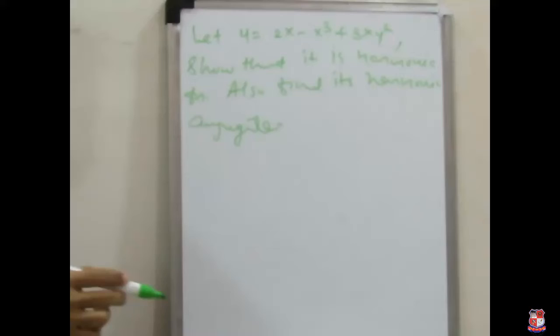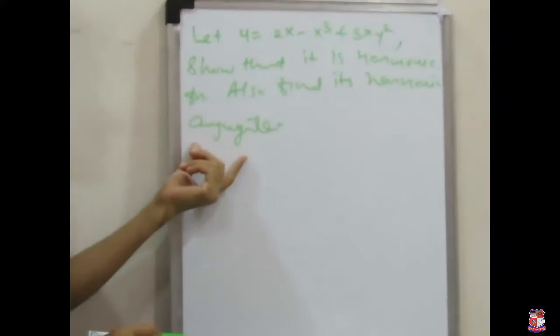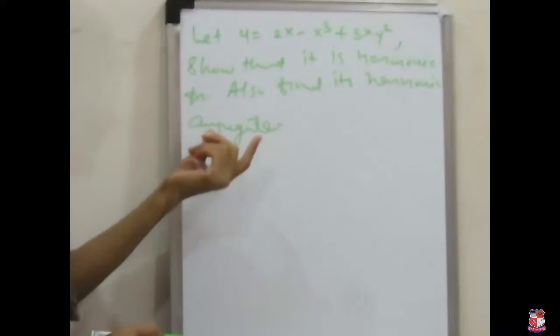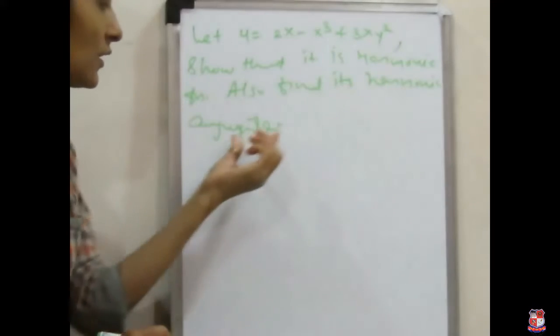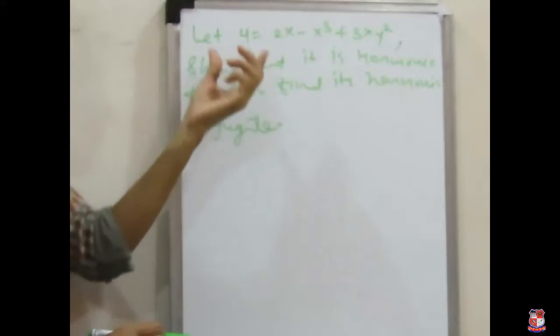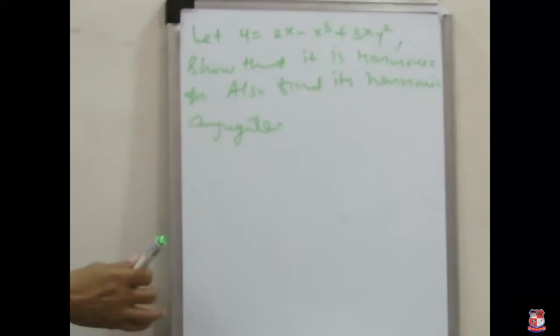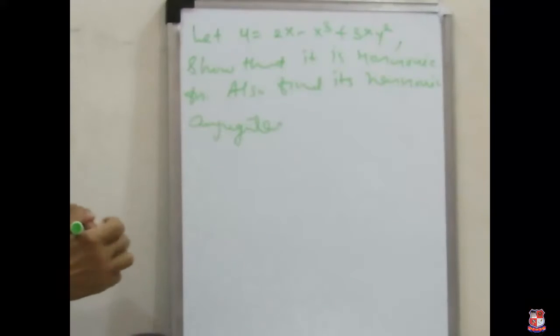The word is new, harmonic conjugate, but we have to find the imaginary part v. We are given u and we have to find the imaginary part v. That is, we can apply the Milne-Thomson method here. First of all, we have to show whether it is harmonic or not.